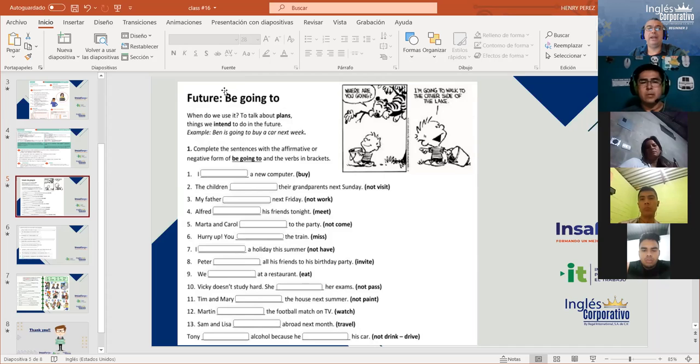Be going to. ¿Por qué le ponen be? Porque uno le pone el verb to be. Simple. You put the verb to be. No es que va a poner be going to, right? You're going to use, all right, the form of am, is, or are, right? I am going to, she is going to, we are going to.